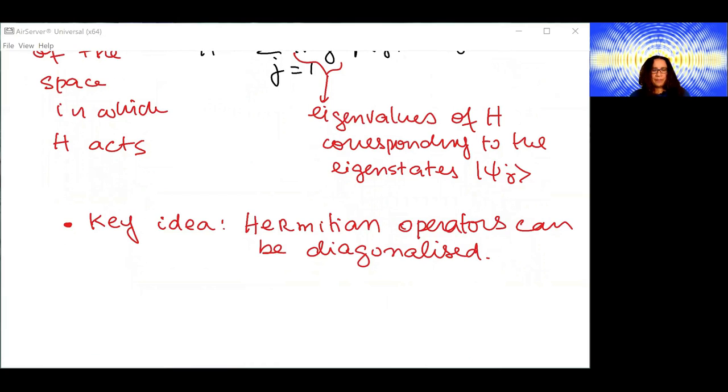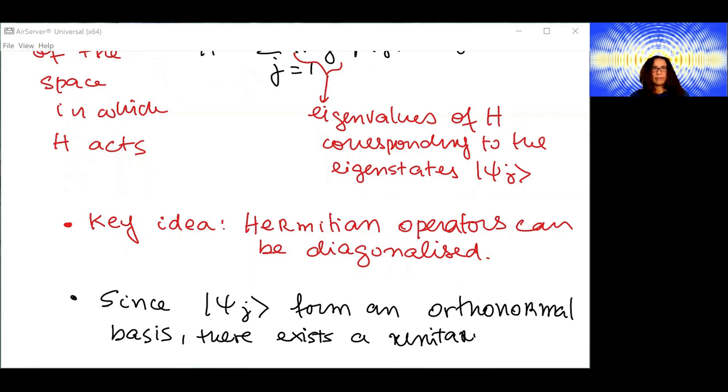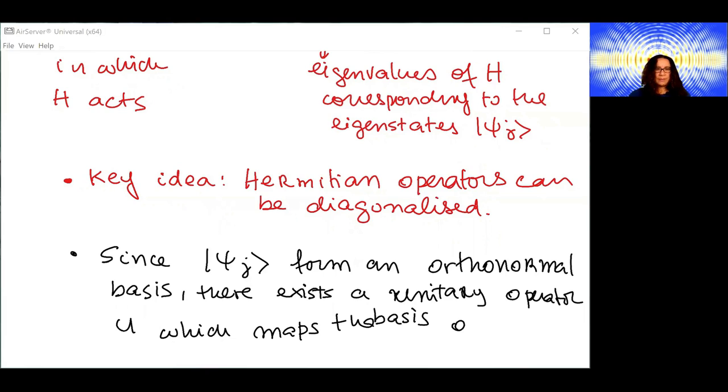Now note as well that since these ψj, these eigenstates, form an orthonormal basis, there exists a unitary operator U, which maps that basis onto another basis set.